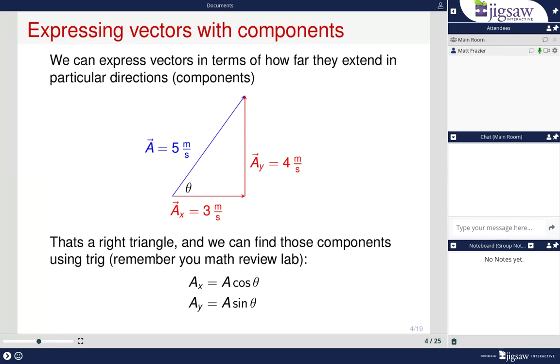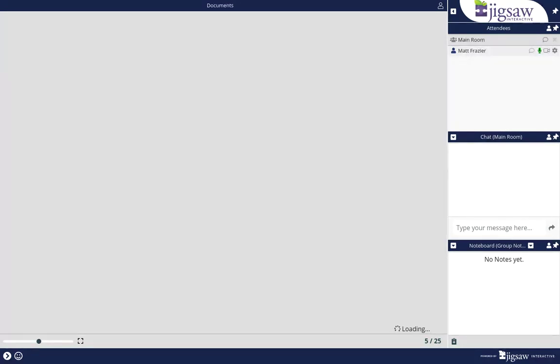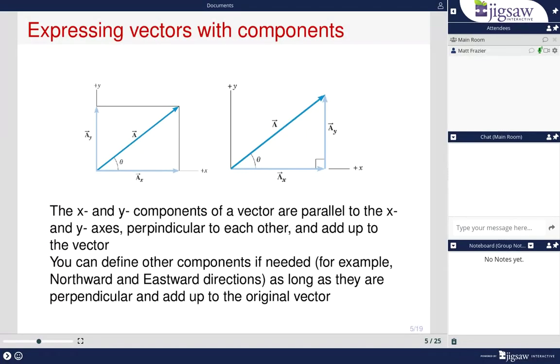Now, we're going to practice breaking a vector down into components and then adding up the components to make a vector and going between the components and the length and direction. So this is how you get to components. If you have the length, the 5 meters a second, and the direction, the angle theta. And the x and y components are parallel to the x and y axes, they're perpendicular, and they add up to the vector.